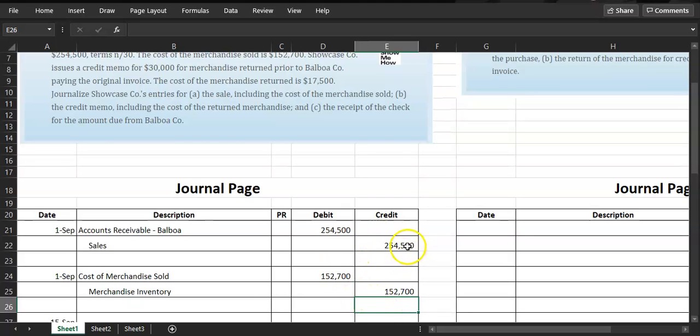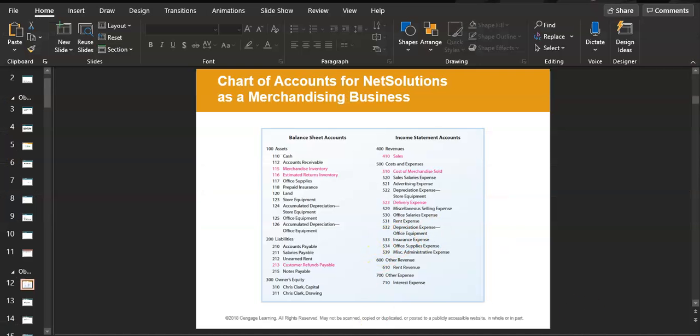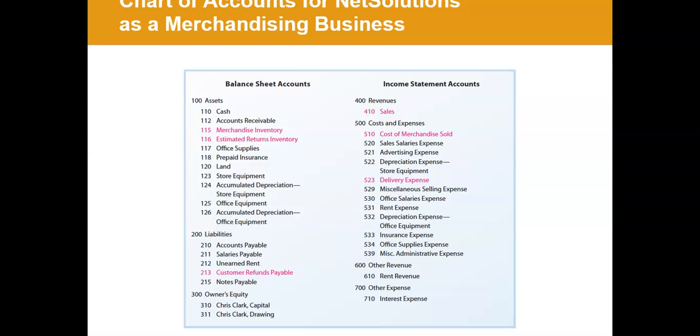We've taken care of the sales and we've updated our merchandise inventory. Now at this point, I'm going to briefly show you the chart of accounts because we have these new accounts. I just mentioned merchandise inventory. That is a current asset on your balance sheet. I mentioned cost of merchandise sold. That's a new cost that we will have in our cost and expenses area.